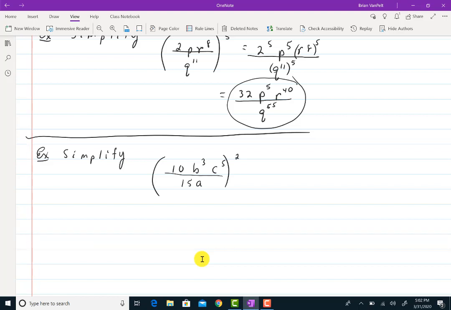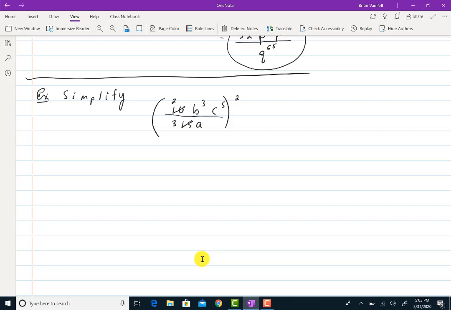What I would do here, this is something you don't see very often, but students get so caught up in the rules that they may apply the rules immediately. And you can. It's just, notice this. Before I do anything, I notice that I can cancel a 5 out between the 10 and the 15. So I could really have a 2/3 there. So then when I apply everything to the second power, I'll get 2 to the second, b cubed to the second, c to the 5th to the second, and the same in the denominator. There was a 3 down there, so I'll have 3 to the second, and then I'll have a to the second.